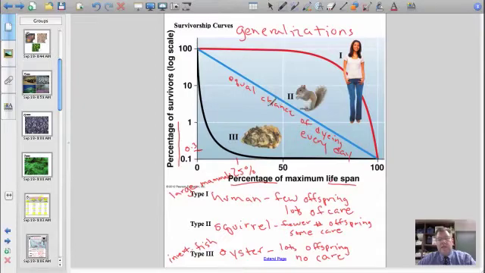We have an equal chance of dying every day, and this is typical of rodents and organisms like that, small mammals. So we'll come back and take a look at this in a little bit more detail again after we've taken a look at K and R strategists in a later talk. So thank you very much, and we'll see you later.